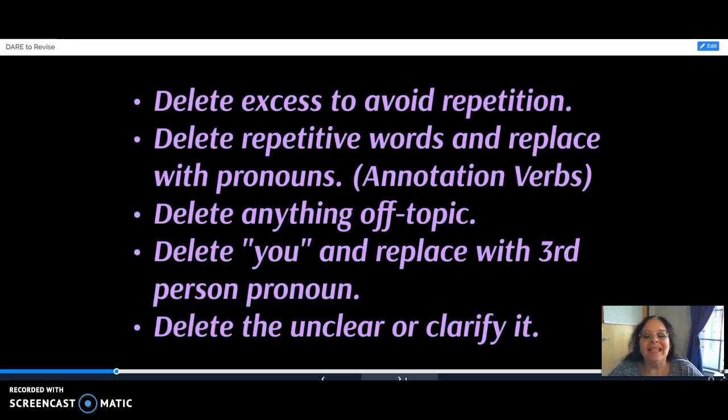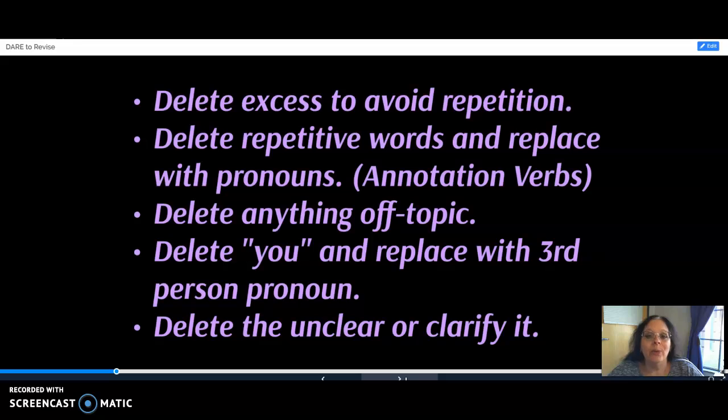You can delete anything that goes off topic. You want to stay on topic. What is your specific topic? The biggest issue I come across with this is with the rhetorical appeals paper, where students fall into the summary trap, and instead of writing about their author and how well their author used the rhetorical appeals of logos, ethos, and pathos, they start writing about their author's topic. So make sure that you don't go off topic and do that.